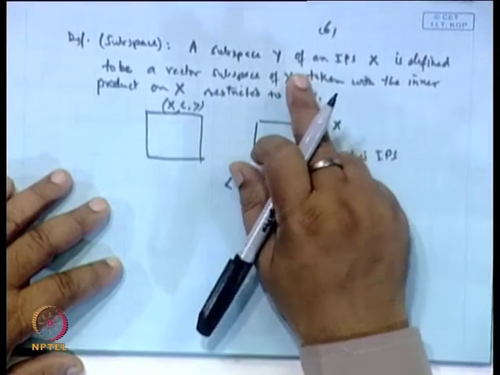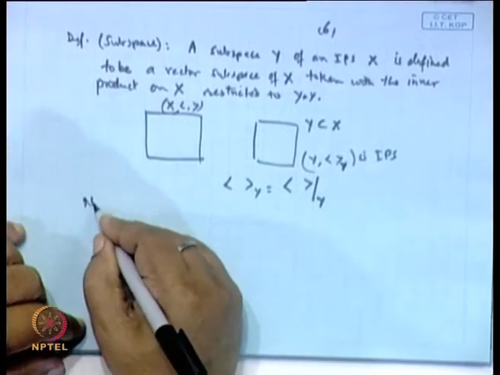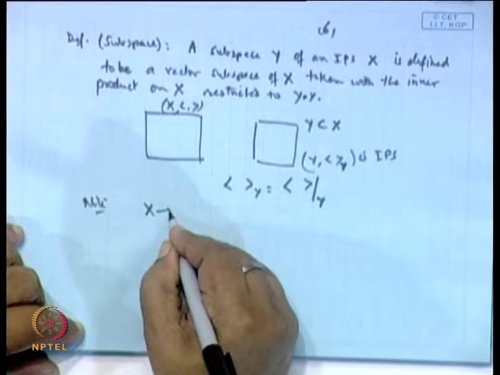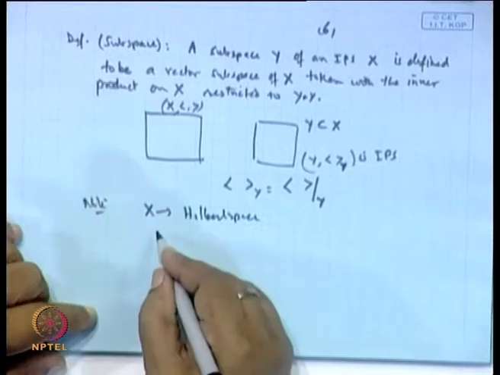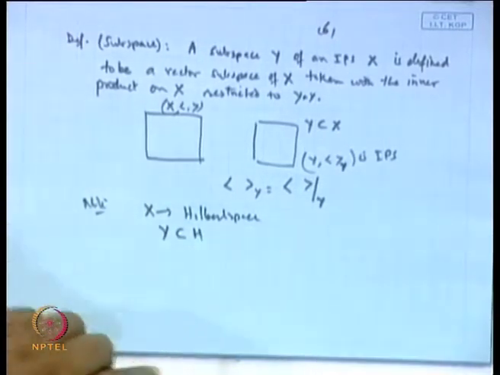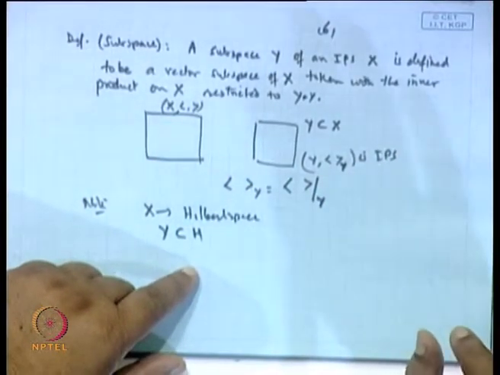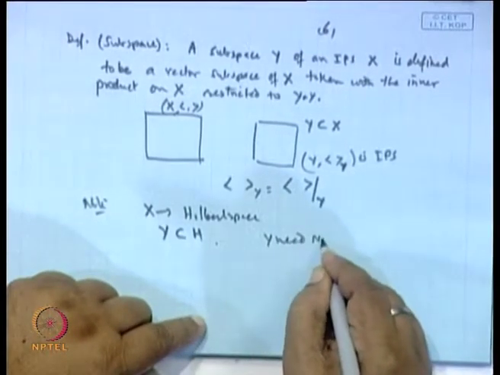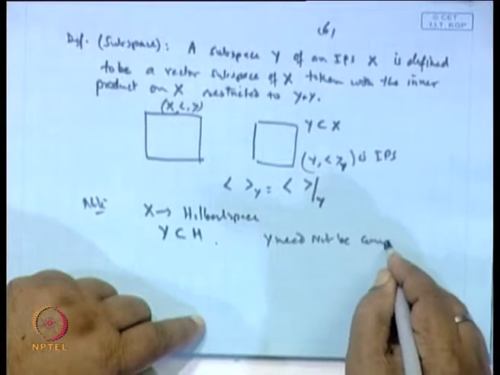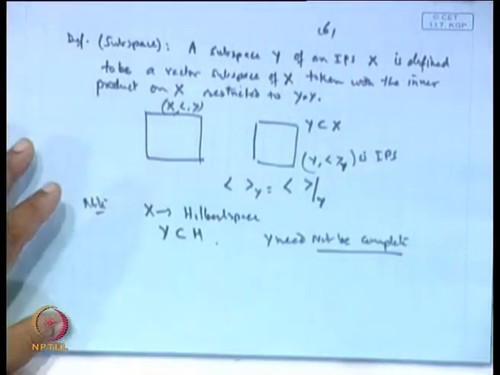So that's what. If in place of the inner product space I replace X by H, if X is replaced by H, a Hilbert space, then we say Y is a subspace of a Hilbert space, provided all these conditions are satisfied. Y need not be complete. Here Y need not be complete. So, for a subspace, the completeness of Y is not required, just like the norm case.